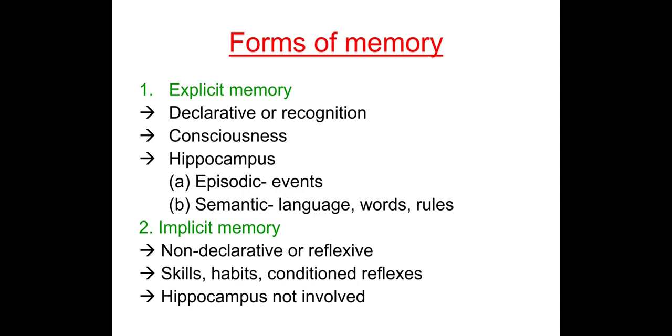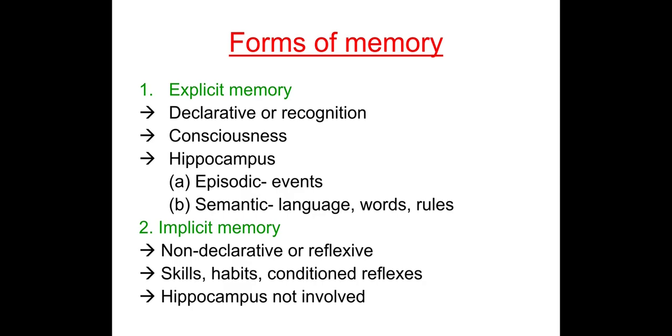It is a memory associated with awareness or consciousness. For retention of this memory, the hippocampus and medial temporal lobe of the brain are necessary. The two types of explicit memory. So, explicit memory is the process of registering and recollecting facts. It is further divided into semantic and episodic.